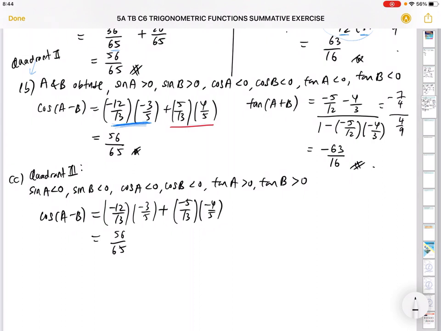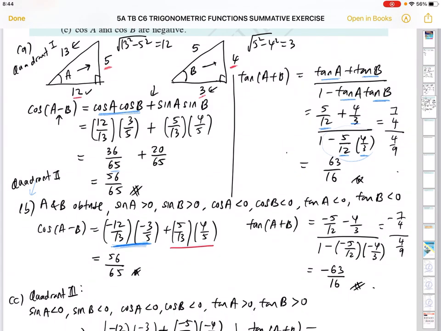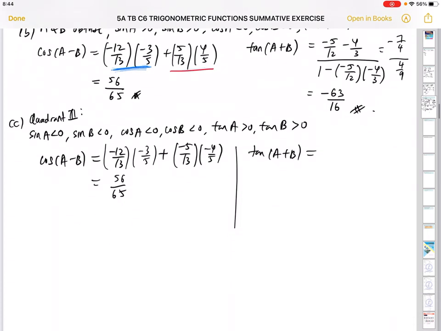Now, how about tangent? Now tangent is positive. Previously, tangent is negative. So you just have to compare this with the first one. See, in my first one, tangent is all positive. So I just sub in the positive tangent. Sorry, I don't have space, so I just show you this: 5 over 12, 4 over 3, 1 minus 5 over 12 times 4 over 3. Tangent is positive, so I get a positive value. This will be 63 over 16.